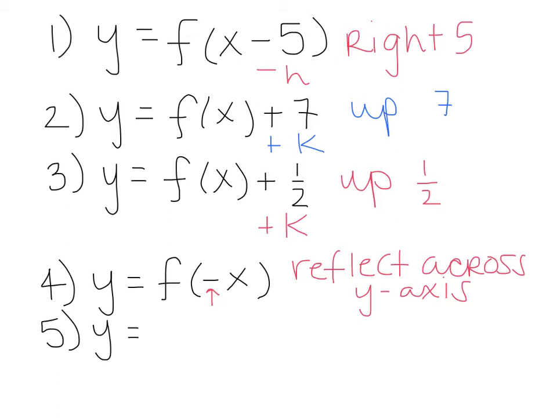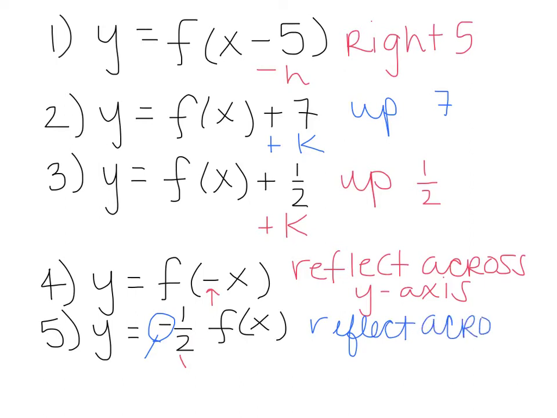Number 5, y equals negative 1/2 times f of x. So if you look back at the numbers out in front, your vertical stretch and your compression from earlier in your notes, it said that a could be greater than 1 or greater than 0 and less than 1. So negative 1/2 is not in there, so you have to treat this as two separate things.